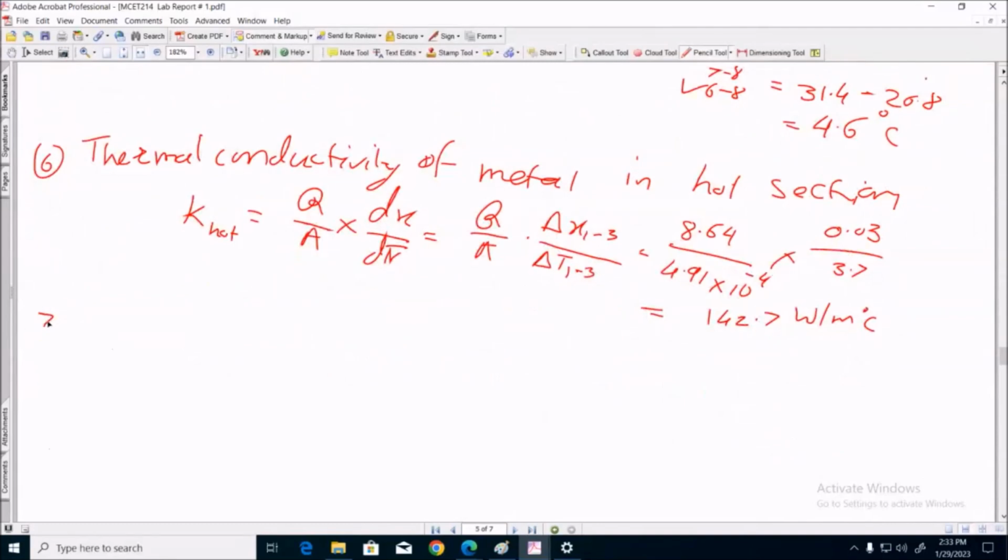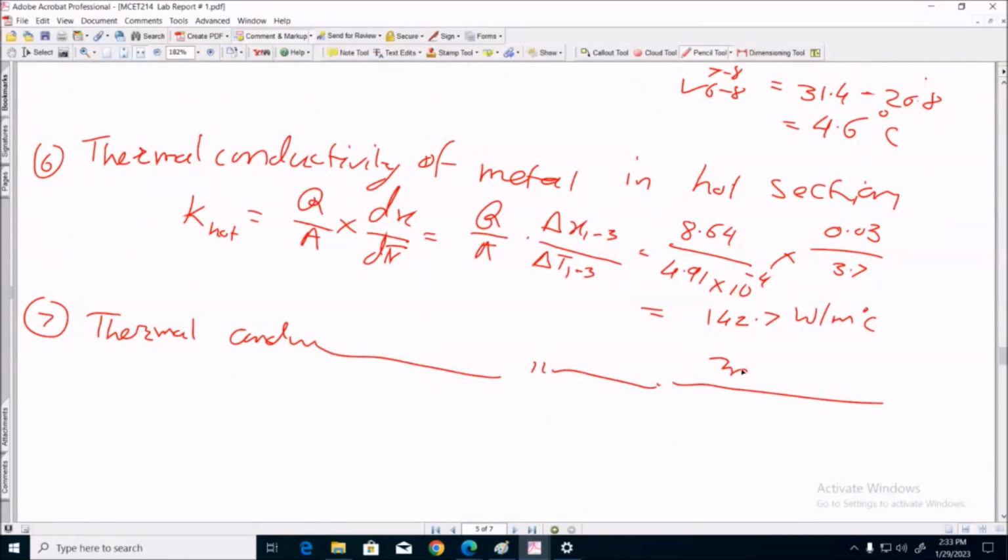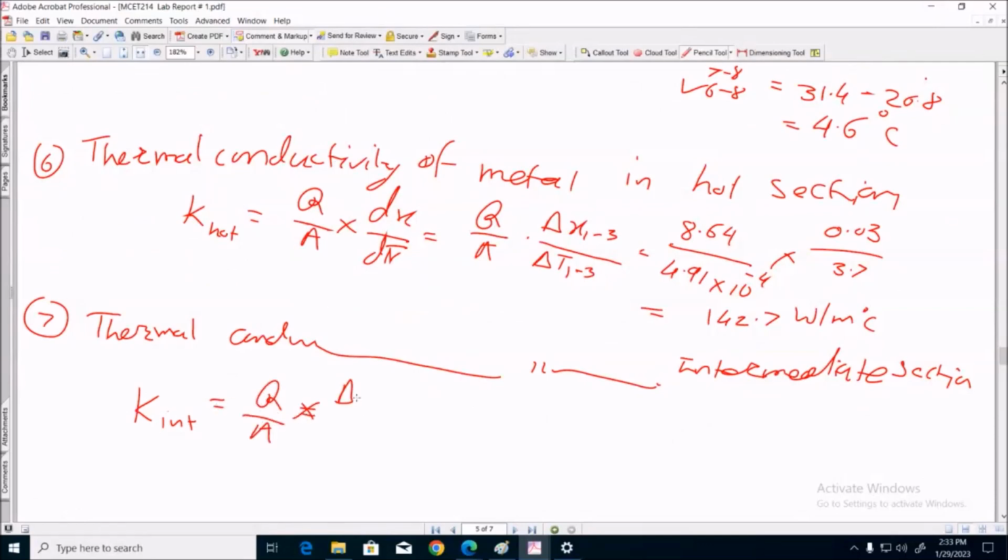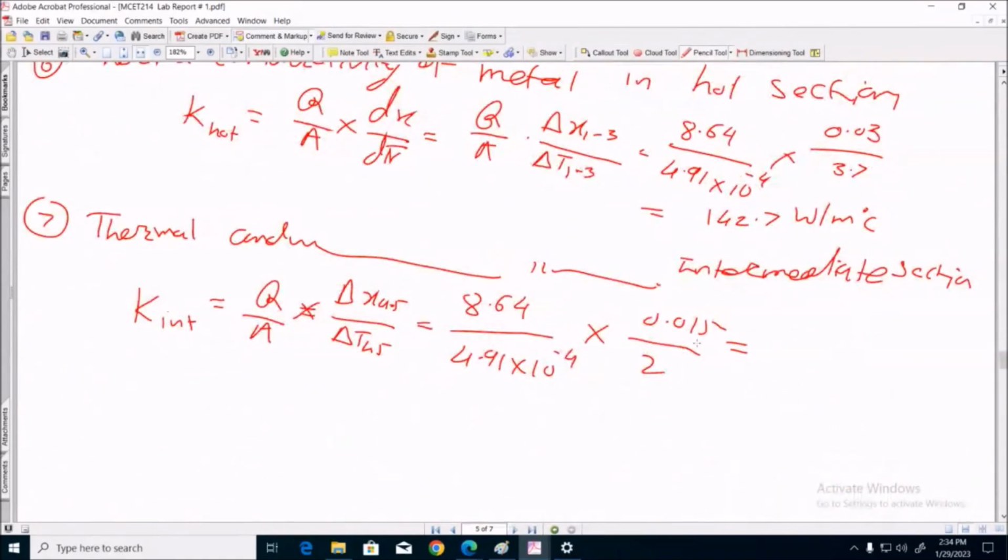Similarly, I can find the thermal conductivity of metal through the intermediate section. K intermediate is equal to Q by A, delta X 4 to 5 divided by delta T 4 to 5. The answer is 131.9 watt per meter degree centigrade.